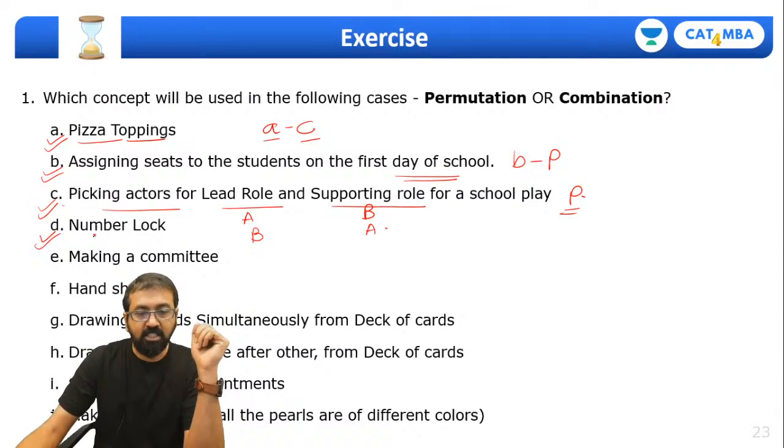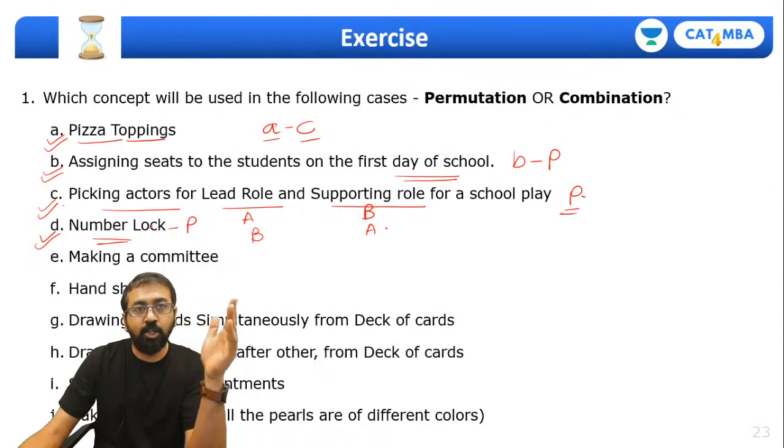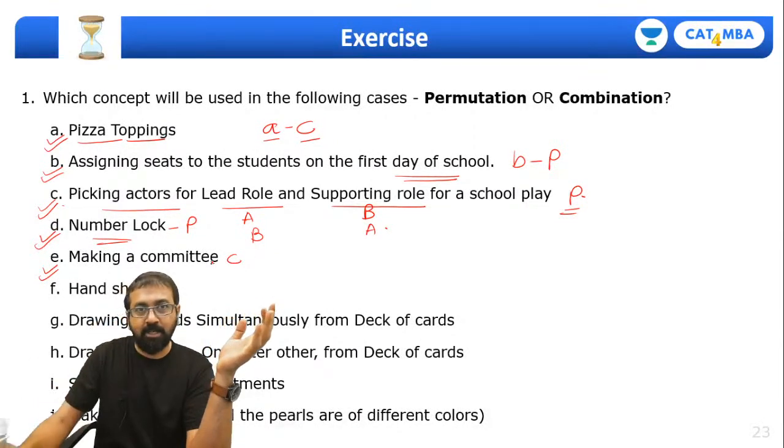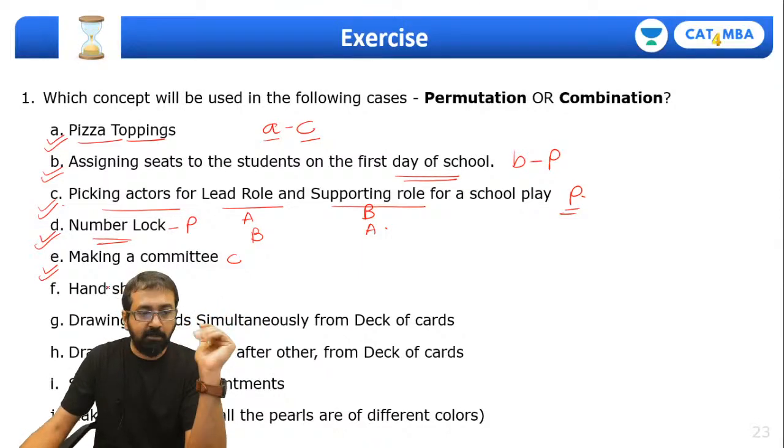What about D? Number lock, permutation or combination? Yes guys, keep typing your answer in the chat box. So D will be permutation, because number lock, as you understand, order matters. 1, 2, 3, if that's the code, then 3, 2, 1 will not be applicable. Making committee. So committee is nothing but combination. It's a group of people, right? So committee of ABC is the same as committee of CAB. Then handshakes, again it's combination. Do you all agree with this, everyone?